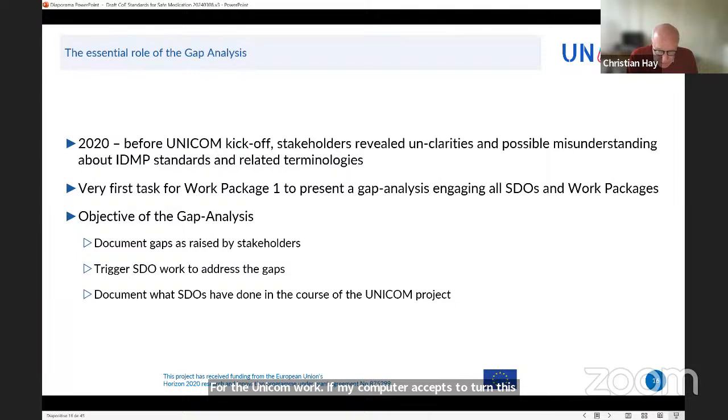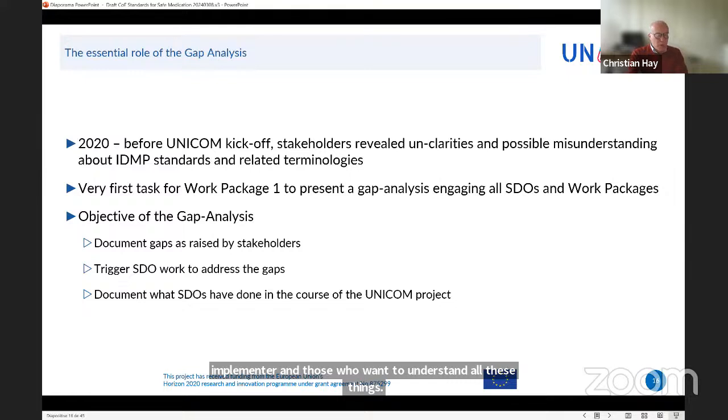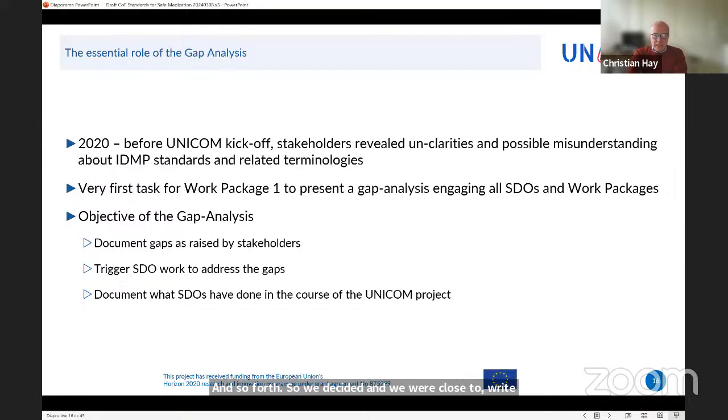So we recognized before starting UNICOM, that was late 2019, that there were some uncertainties around the way the various standards and terminologies articulate. Sometimes we are not using the same terms for the same concept. That's difficult for the implementer and those who want to understand all these things. So we decided, and we were tasked, to write this gap analysis. The objective was to provide a documentation of the gaps we have found or which have been raised by a stakeholder.